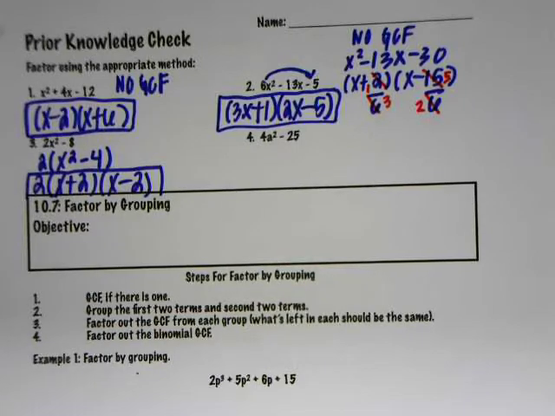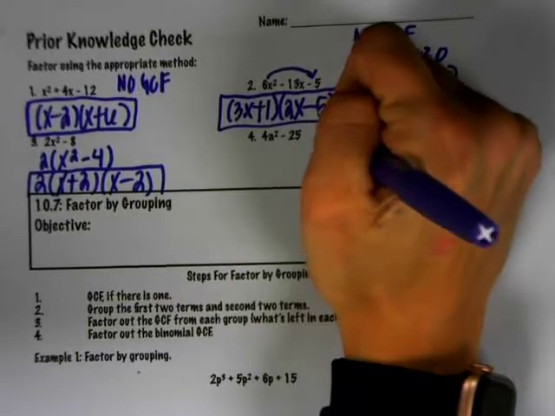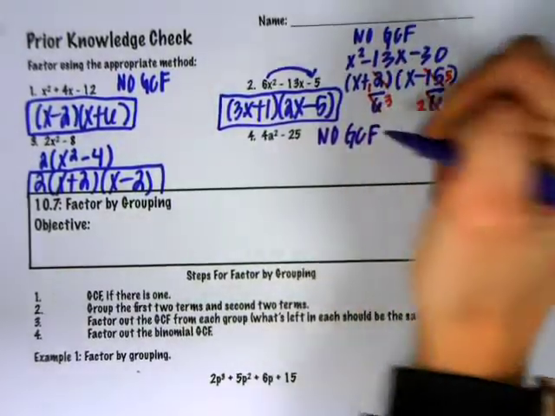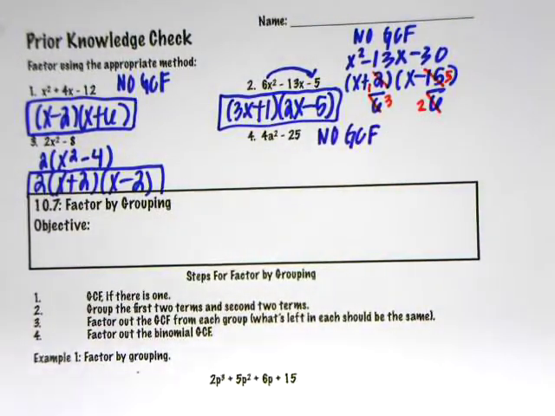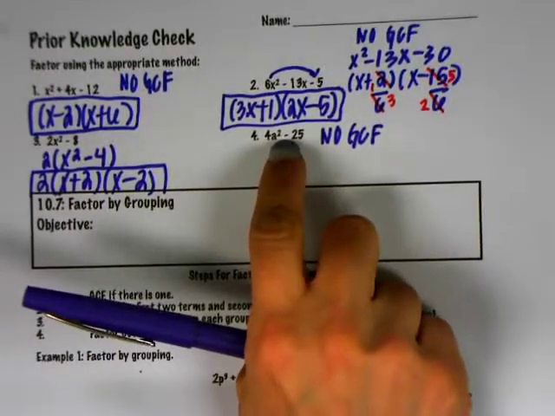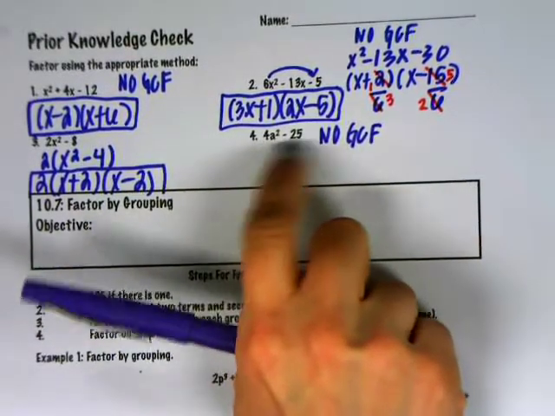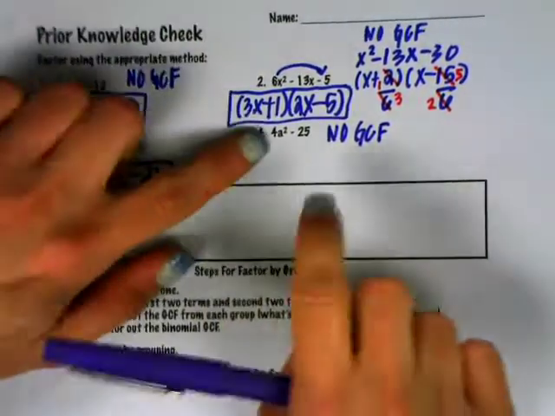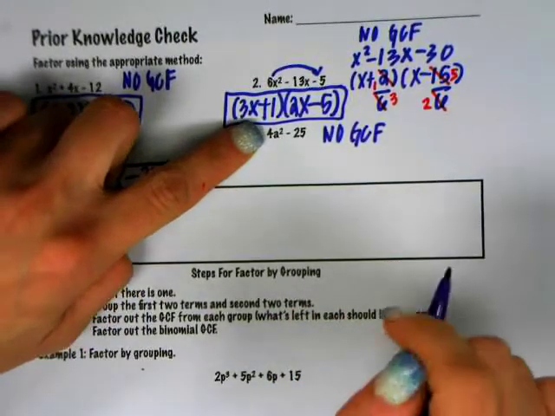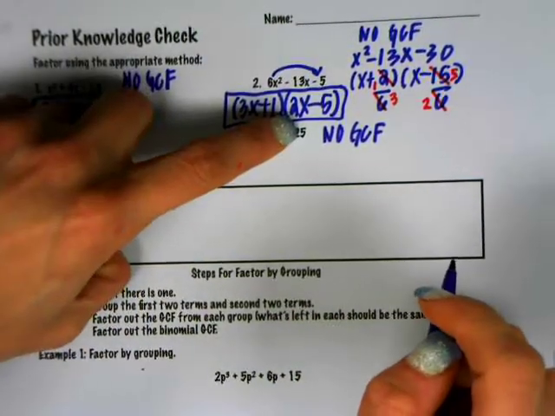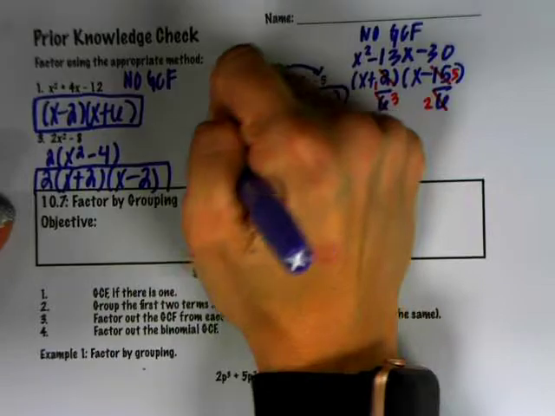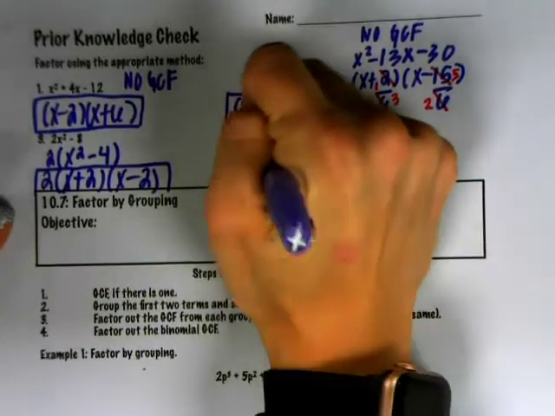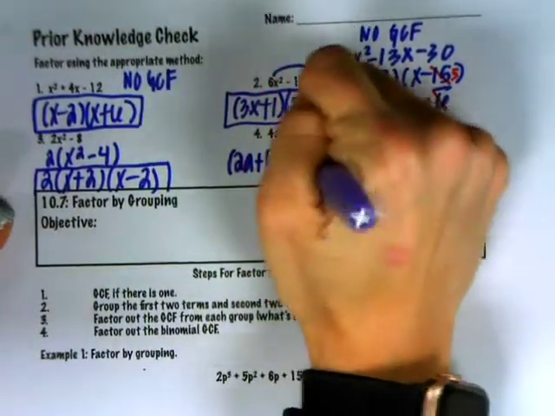Okay, on number 4, is there a GCF? No. How many terms do you have? 2. Is it subtraction? Yes. Do you have both things that are something times itself? Yes. So what's 4a? What times what? 2a and 2a. What about 25? 5 and 5. So it's going to be 2a plus 5, 2a minus 5.